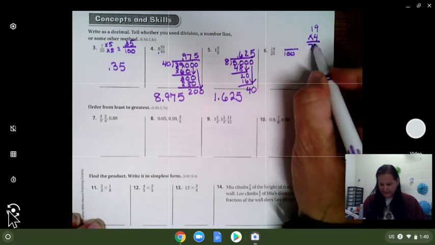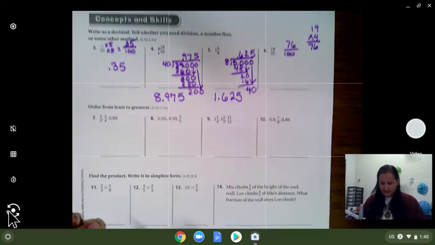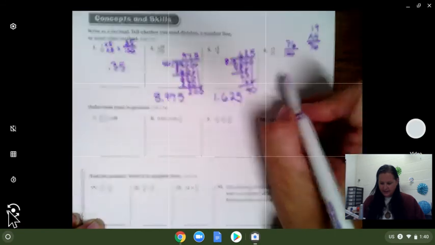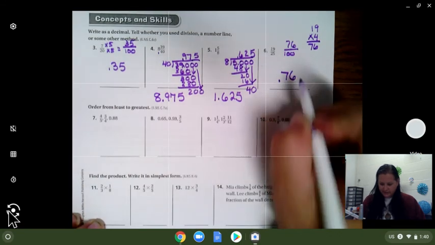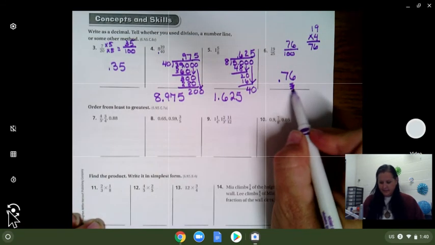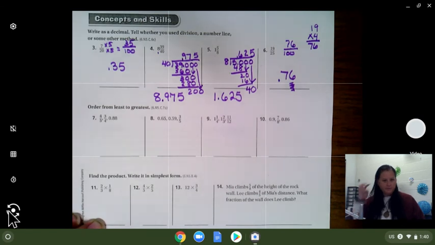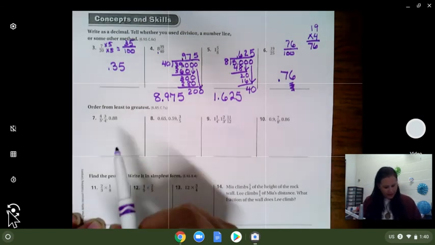So we get 76 hundredths here, and that would just be written as 76 hundredths. Remember, this has to be ending in the hundredths place. All right, least to greatest. So some of these we know.